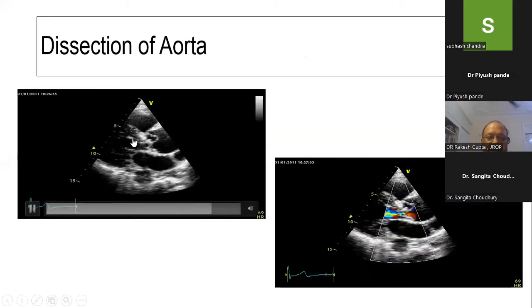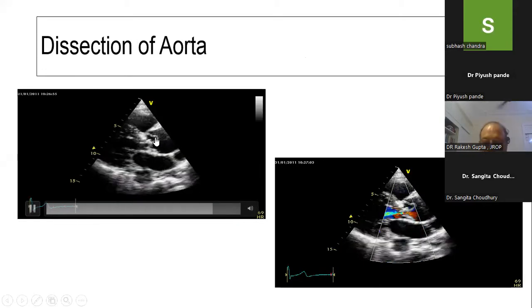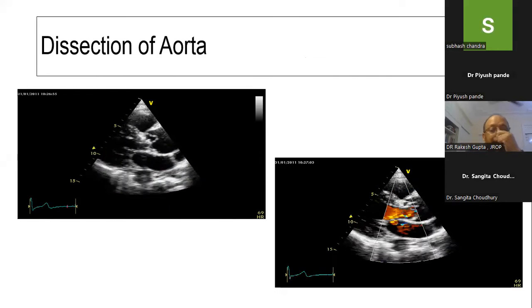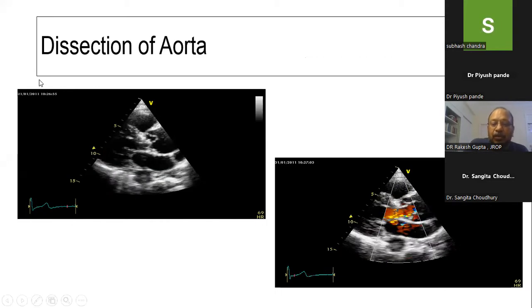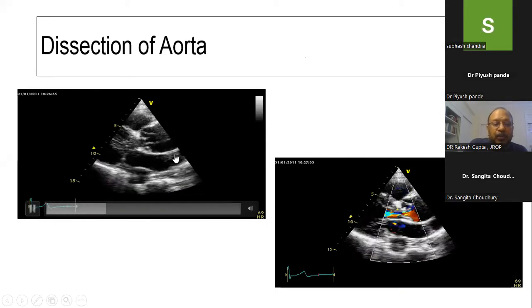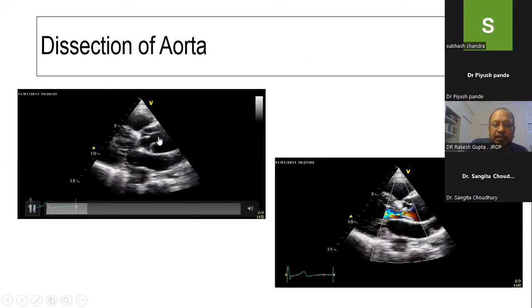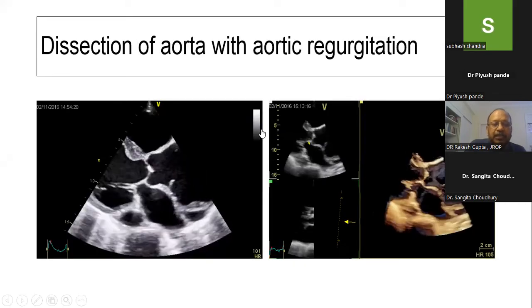This is a picture of dissection of aorta. I always teach: God has given us only one valve at the aortic valve level. If you happen to see 2 valves at the aortic valve level, always think of dissection of aorta. There's one valve over here, second valve over here. So if you happen to see 2 valves in the aortic area, then it is dissection of aorta.